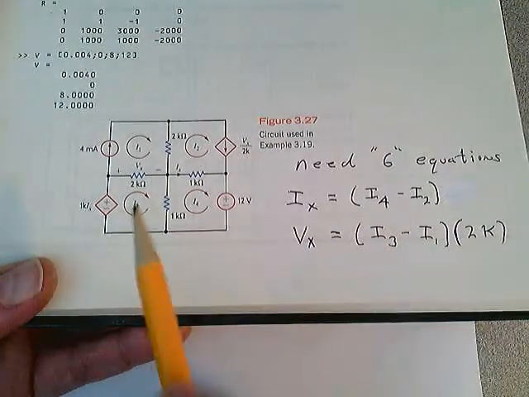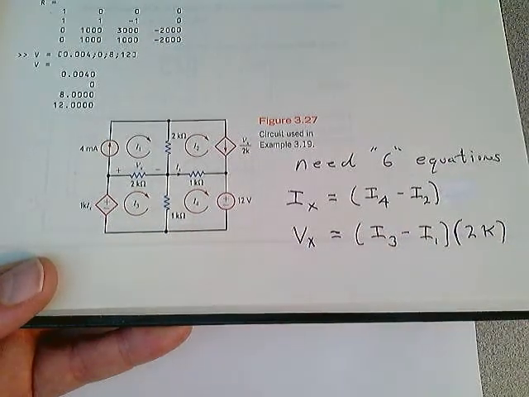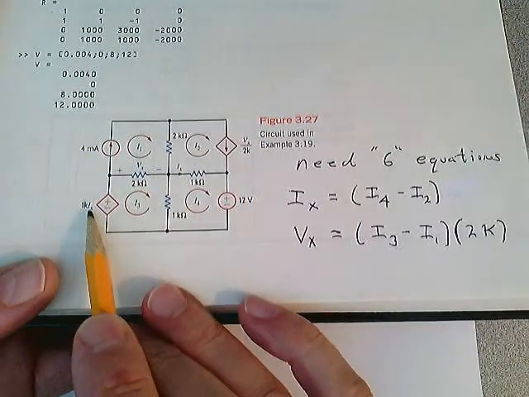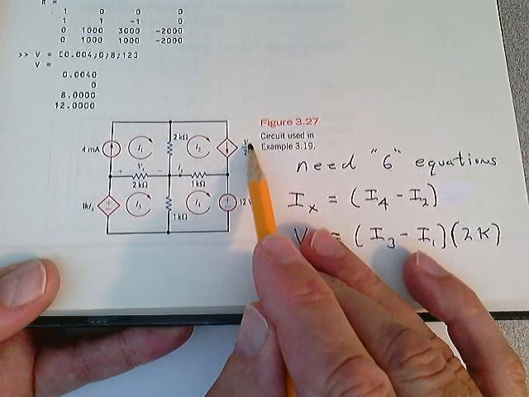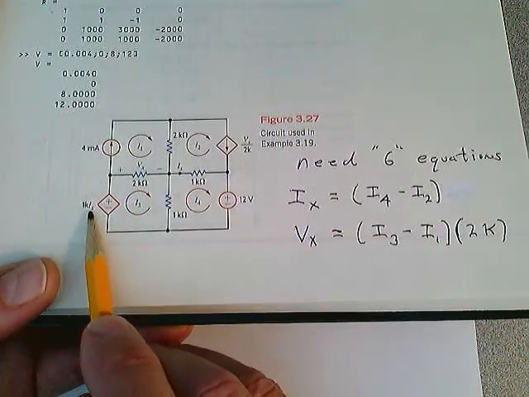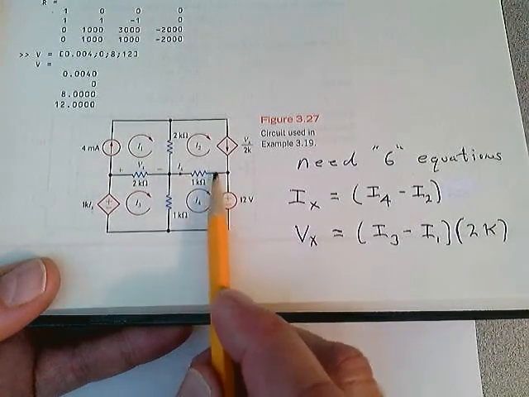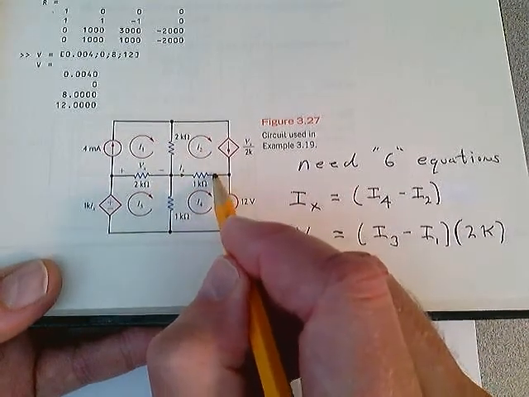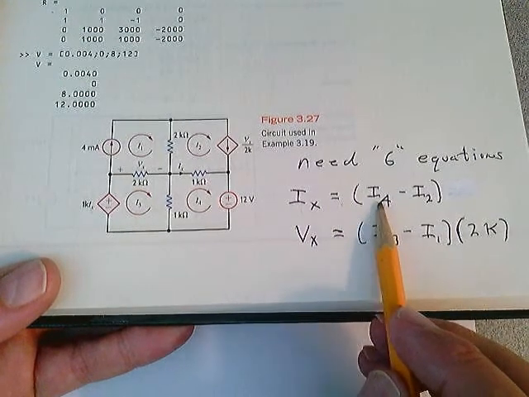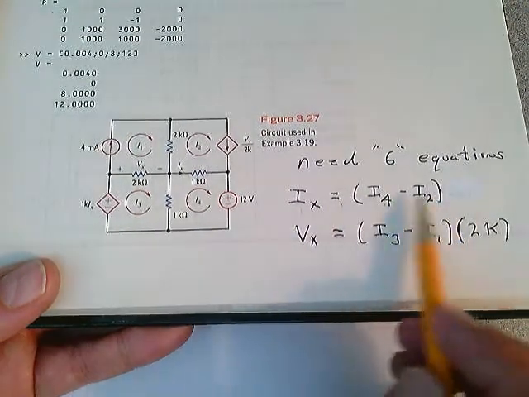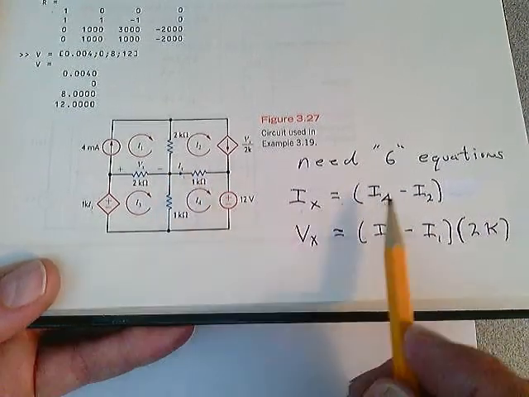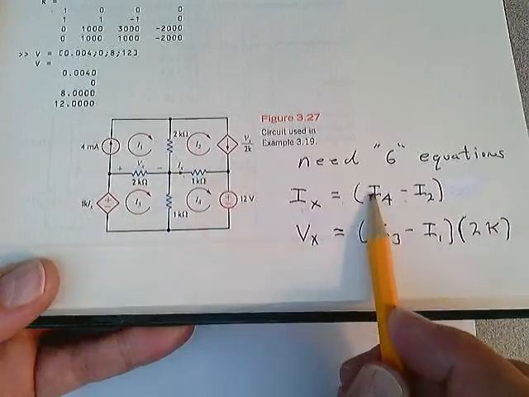But then you need a couple more equations to get to 6. You have 1, 2, 3, 4 equations. You need an equation for I sub x, and you need an equation for V sub x, because there are two dependent sources. Well, what is I sub x? I sub x is the current in this direction, plus to minus. So if you take a look, I sub x is equal to I4 minus I2. You don't multiply it times a resistor. They want current here. The current is I4 minus I2 right there. That takes care of the fifth equation.